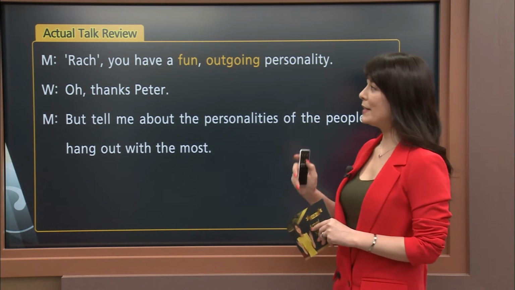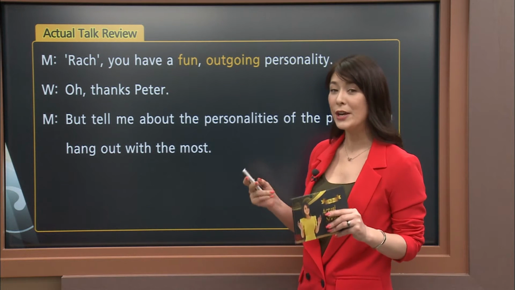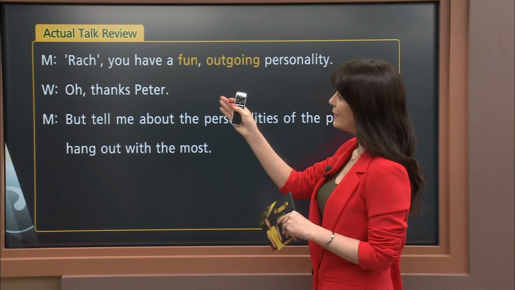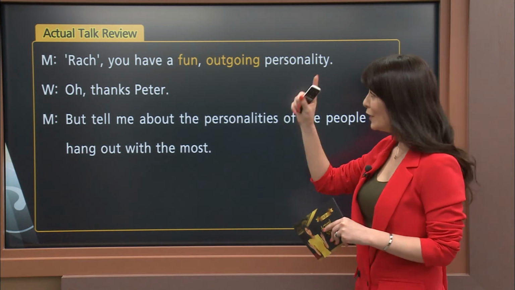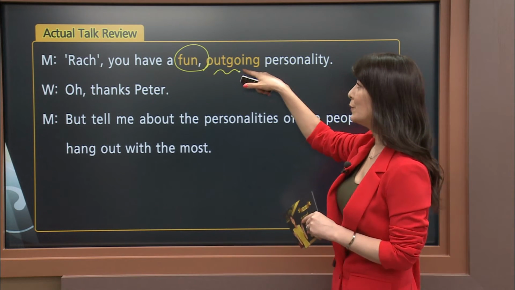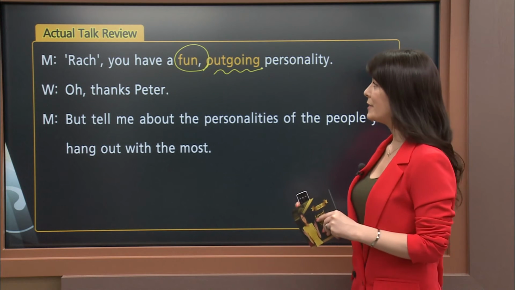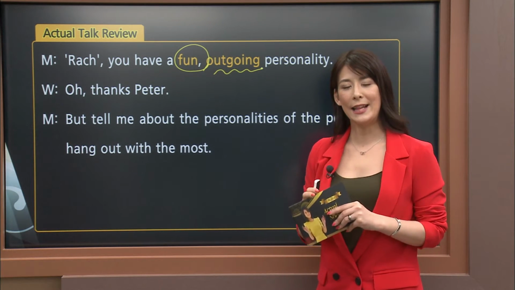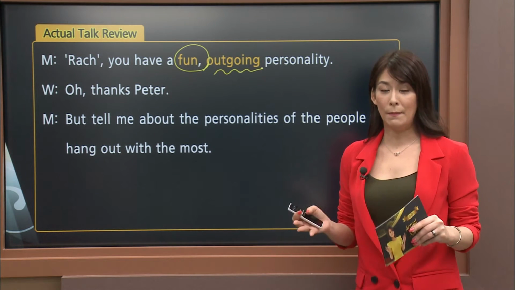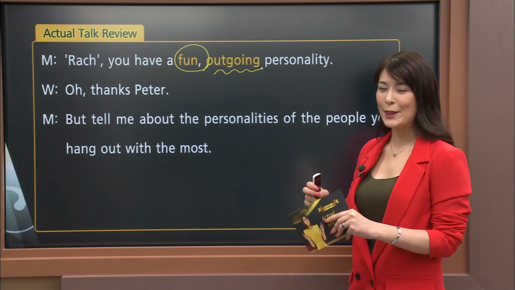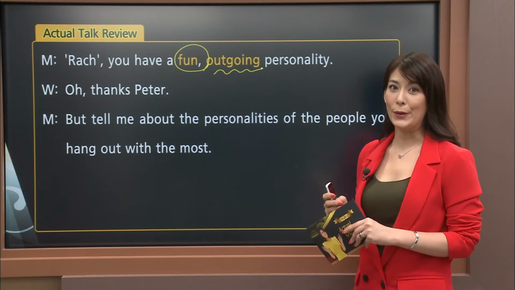First of all, what does Peter say? He says Rach, short for Rachel. I guess now that he's calling her Rach, they've become good friends, right? So he says, Rach or Rachel, you have a fun, outgoing personality. Fun, we all know, fun. And what about outgoing? Out is outside, meaning you're good at expressing yourself. If you say that somebody is outgoing, you're saying that that person is very friendly, very sociable. They get along with people. They make friends easily, okay? They're full of energy. They're lively. So he says, you have a fun, outgoing personality.